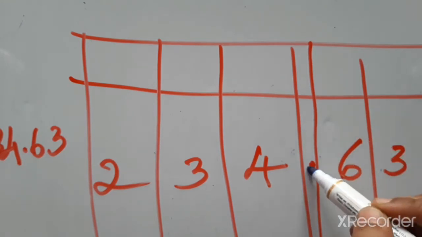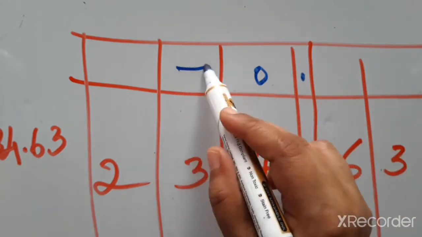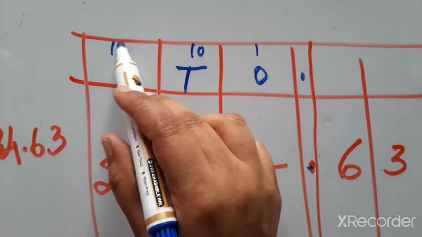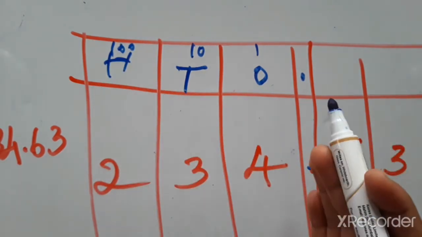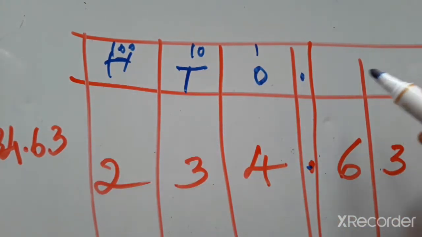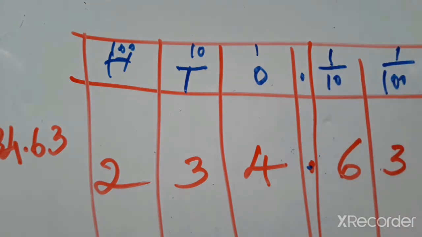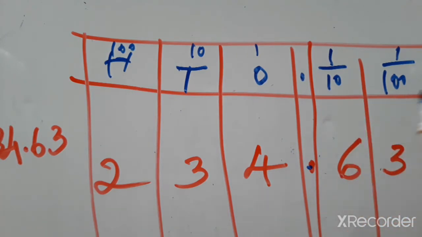After the decimal point, this is the ones place, this is the tens place, and this is the hundreds place. So before the point, we have ones, tens, hundreds, and after the decimal point, we have 1/10, 1/100, 1/1000, meaning tenths, hundredths, thousandths.